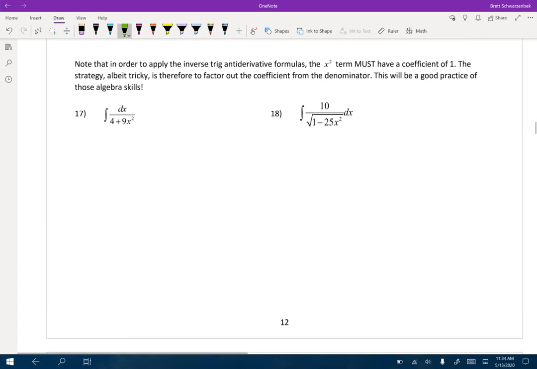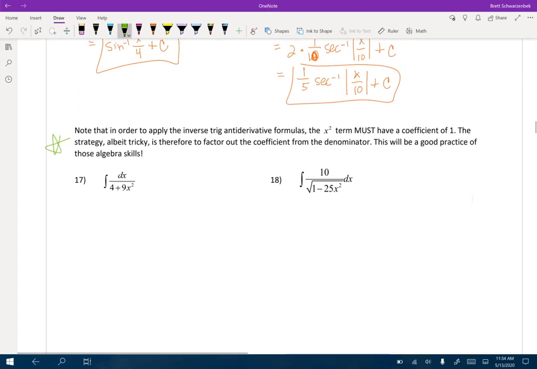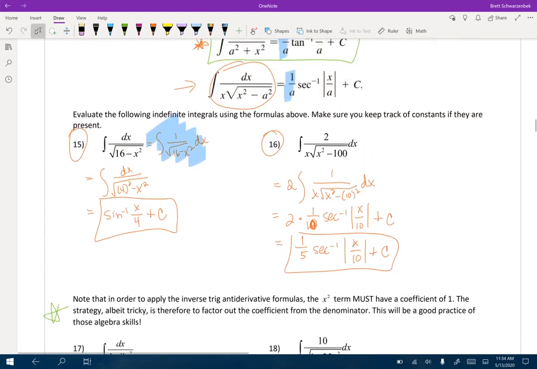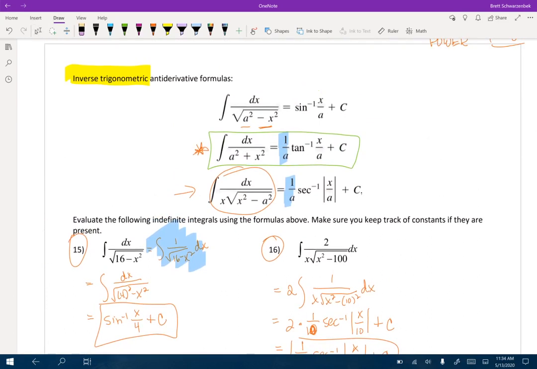Okay, so there are some trickier inverse trig problems that we need to cover. And it can be a little bit of a challenge for students to get this. But what I want to point out very clearly when it comes to these inverse trig formulas that are up here, let me get rid of all this, is that the x squareds in these formulas have a value of 1 in front of them. The constant is 1, which means you can only use these formulas if that is the case.